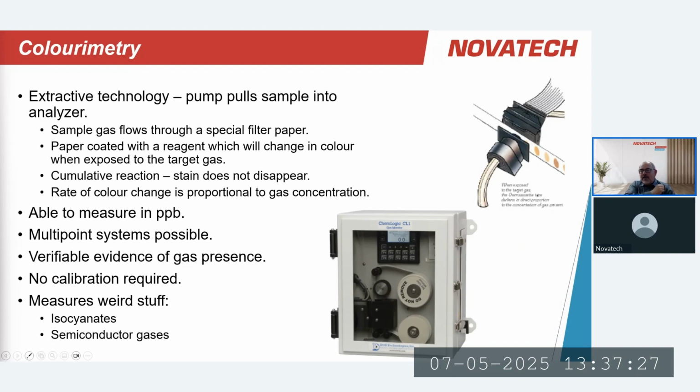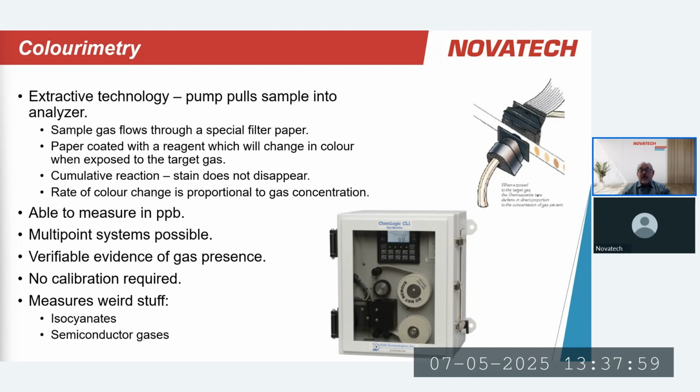Huge benefit for this technology is it can measure very, very low concentrations. The reason it can do that is that it doesn't use the intensity of the stain to quantify the concentration. It uses rate of change. And so therefore you can basically integrate over a period of time and are able to measure in parts per billion for certain applications. Because it's extractive in nature, there's a pump. You can imagine a scenario where you have a centrally mounted analyzer that's pulling from multiple points throughout a facility, which does make it a little bit more cost effective.